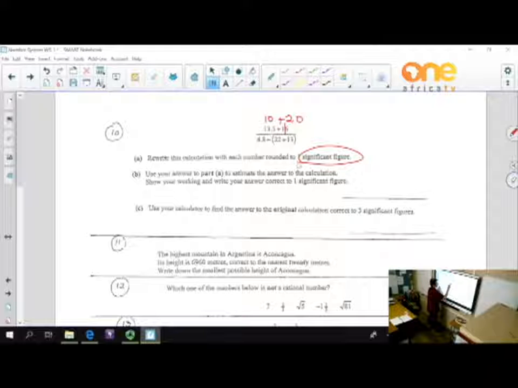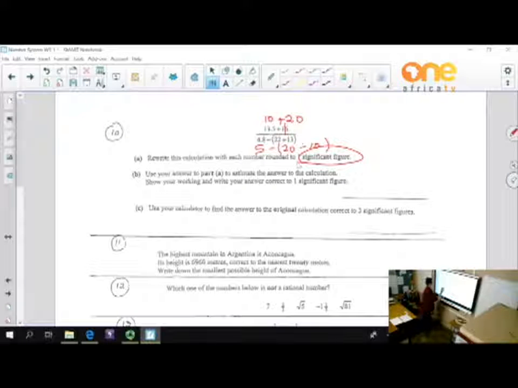4.8 to one significant figure, the 8 will influence there, so it is 5. Minus 22, so what is 22? 20, because the 2 won't influence it. And then this is divide by, and 13 is then also 10. So that's rounding it to one significant figure.